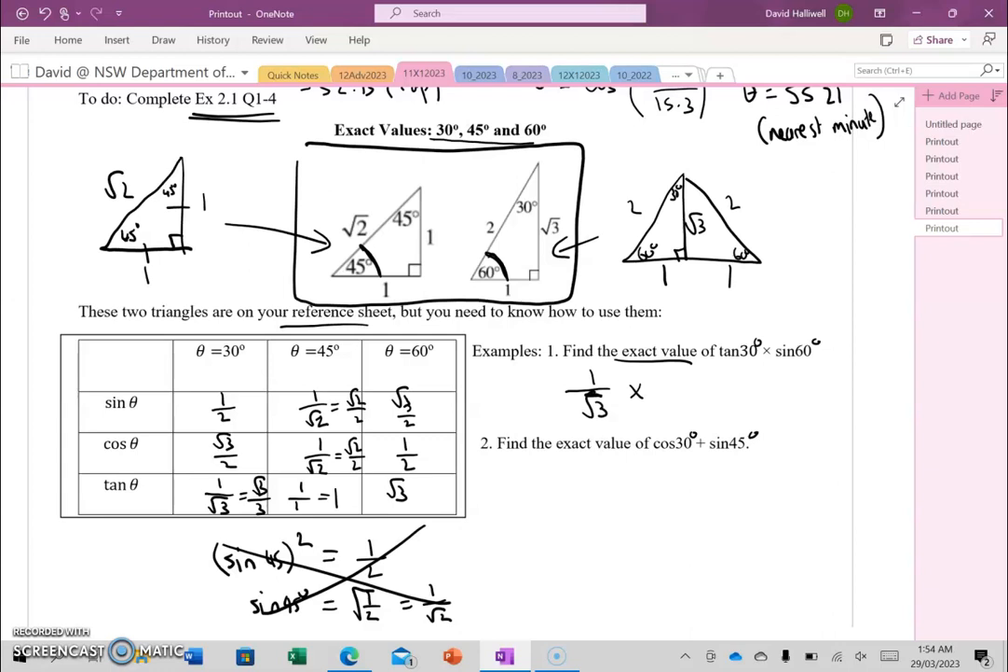Sine of 60 is root 3 on 2. Okay, so we can see a cancellation of the root 3 there. The exact value is a half.